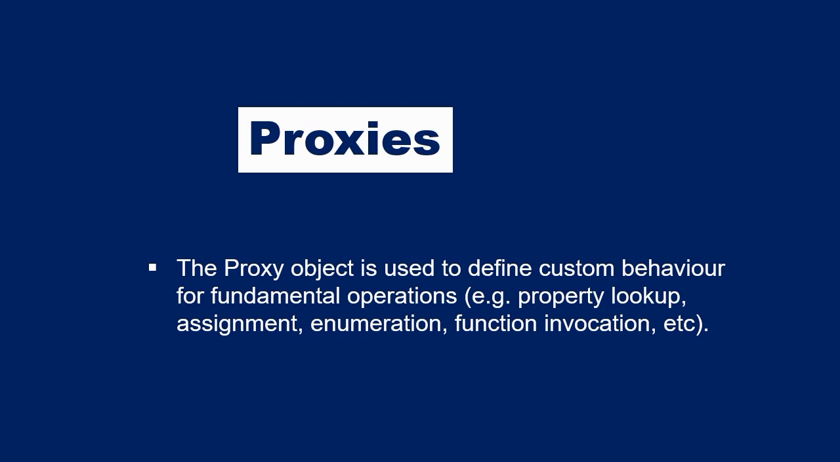A proxy object sits between an object and the outside world. So they intercept calls to the attributes and methods of an object, even if those attributes and methods don't exist.